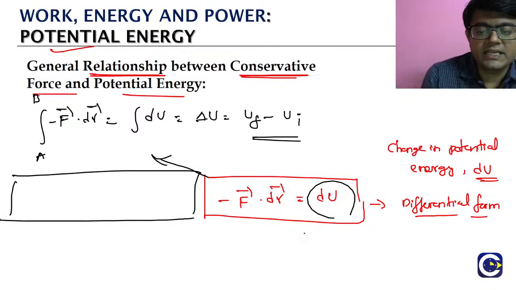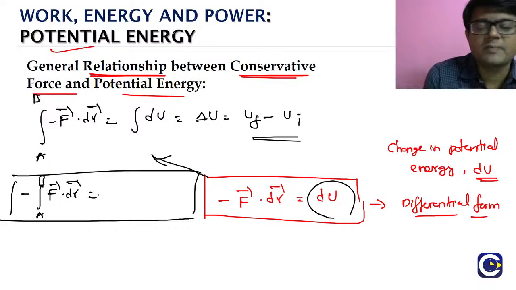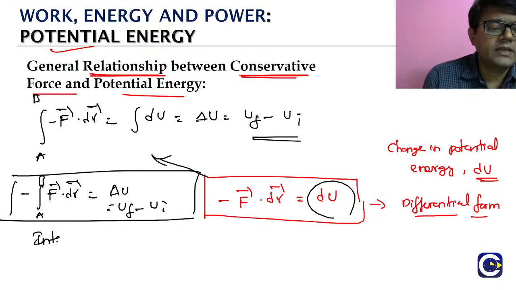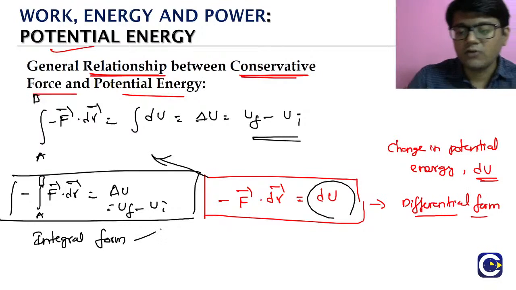The right side is the differential form, and on the left side we write the integral form: minus integral from a to b of F dot dr. We just integrate that expression, and on the right side, instead of dU we get delta U. Delta U means final potential energy minus initial potential energy. This is what we call the integral form.